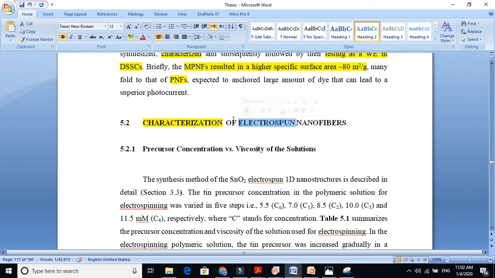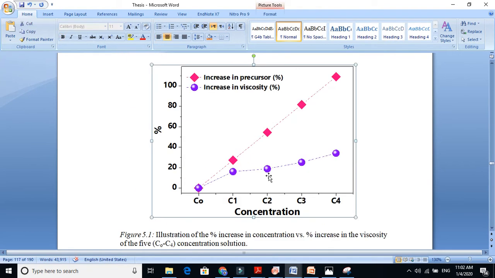Okay, so when we synthesized the material at the first stage, now we are doing the characterizations. We made many solutions. We just keep 5 solutions per electrospinning, varying the concentration of the precursor and the viscosity. So this is the first characterization.